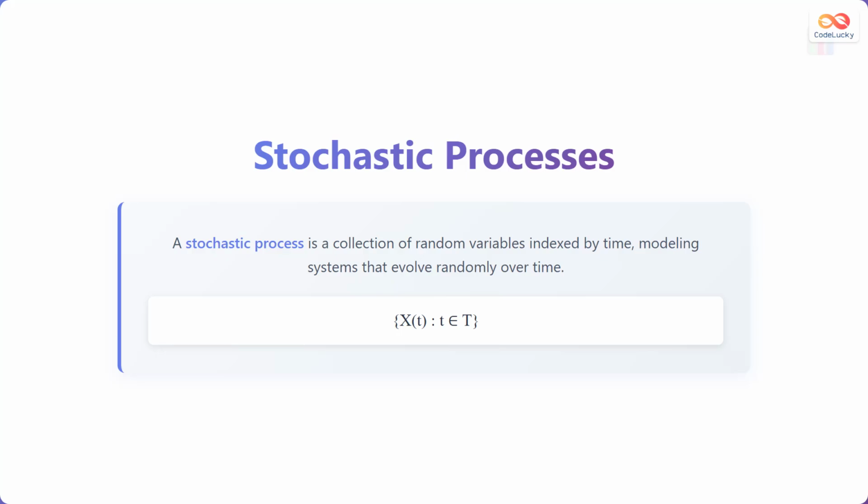Let's dive into the world of stochastic processes. A stochastic process is essentially a collection of random variables that are indexed by time. Imagine it as a way to model systems that change randomly as time passes. You can think of it as a family of random variables, each representing the state of a system at a particular moment. The formula here represents the set of random variables X(t), where t belongs to the set T. This is how we mathematically denote a stochastic process, a fundamental concept for understanding systems that evolve in unpredictable ways.